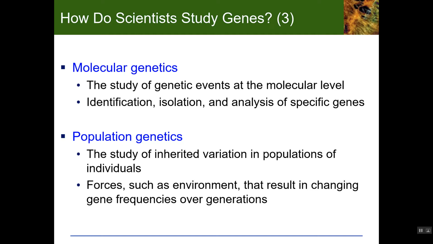Okay, how do scientists study genes? Molecular genetics is one way, the study of genetic events at the molecular level. This is particularly looking at the identification, isolation, and analysis of specific genes. And then population genetics, the study of inherited variation in populations of individuals, and forces such as environment that result in changing gene frequencies over generations.